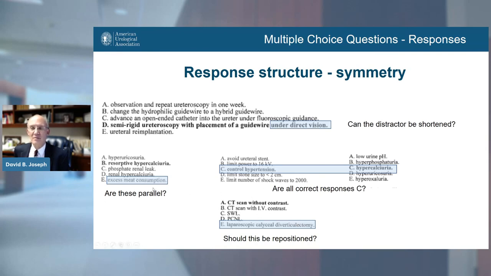In this example here, you have 4 responses that deal with a pathway, and then one that seems to be out of line. It deals with the meat consumption. Now, maybe these are parallel depending on the way the question is written, but it just doesn't appear that way. And most learners will look at the response E and consider it as odd man out in a sense.